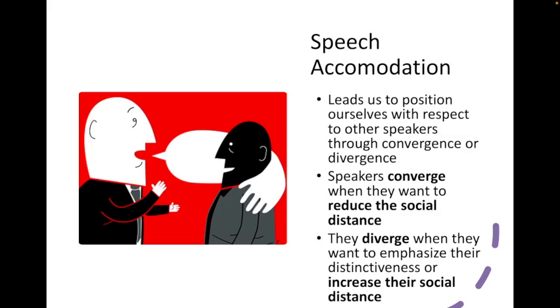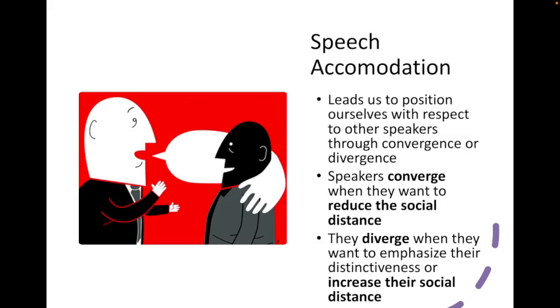We converge when we want to be socially active or we want to socialize with others, so we have to converge our language or our speech to them, while diverge is when we actually want to distance ourselves from them. Okay, so that is speech accommodation.